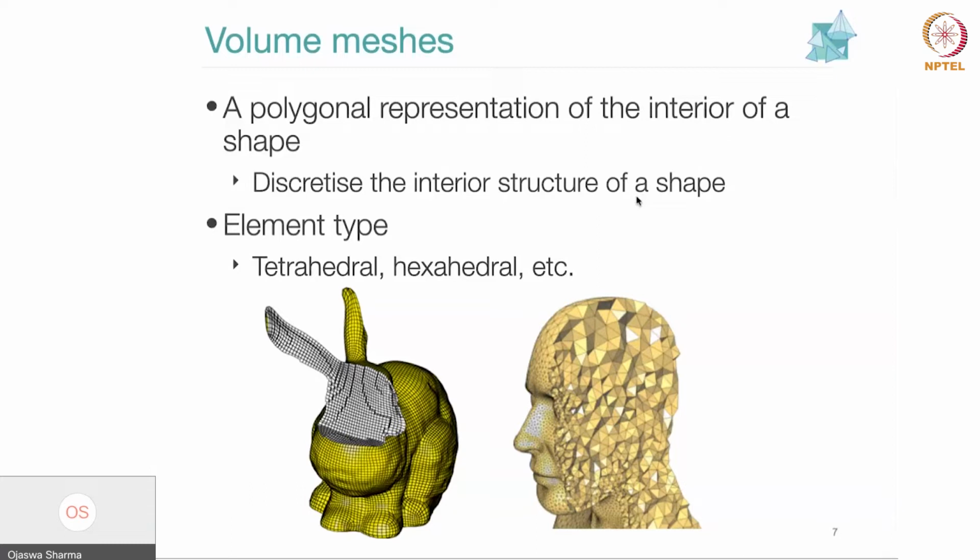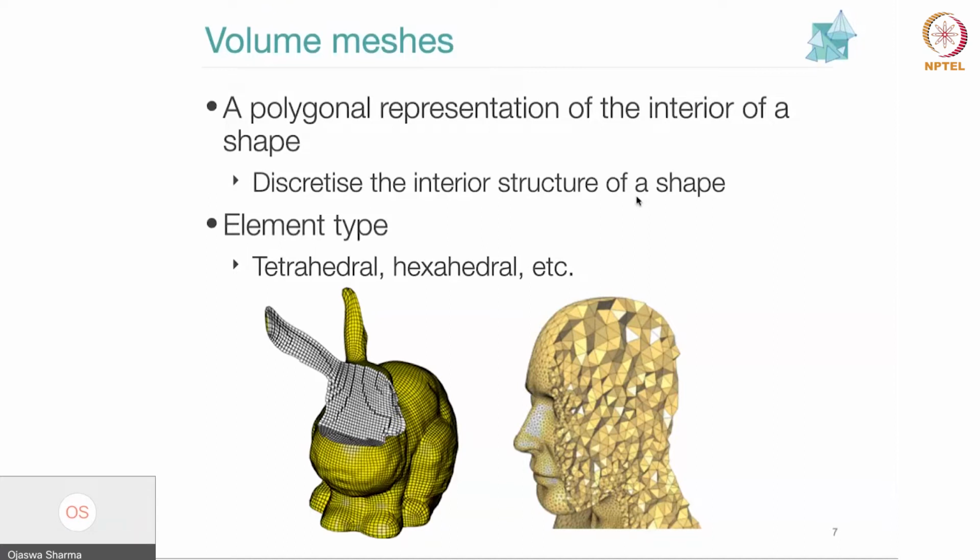So in a sense, for a volume mesh, I discretize the interior structure of a shape. For example, you can see here a tetrahedral mesh of this space, and you can see that there are a lot of tetrahedrons inside. And then similarly, you can also have a hexahedral mesh, which is composed of hexahedrons.